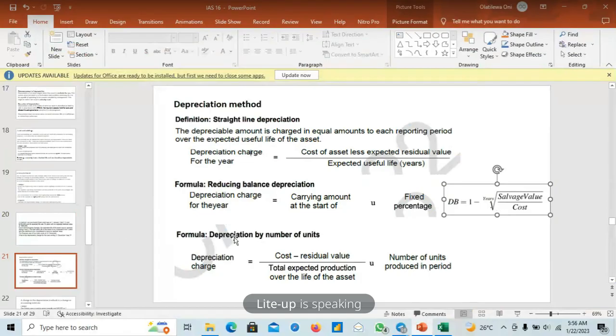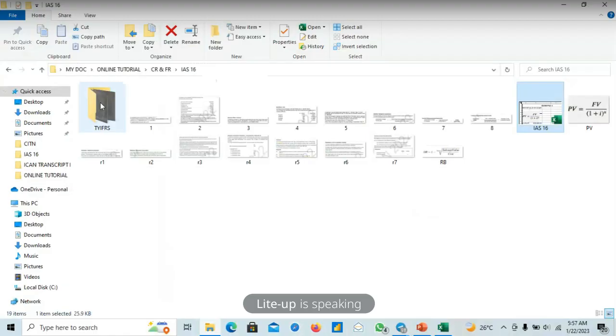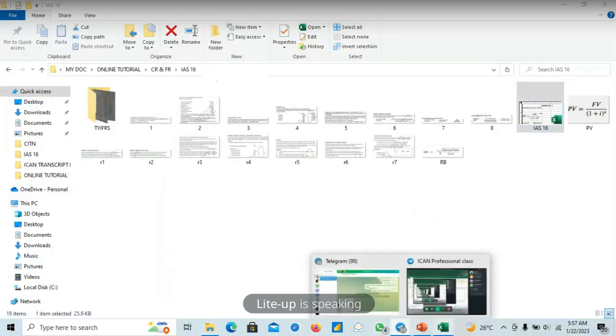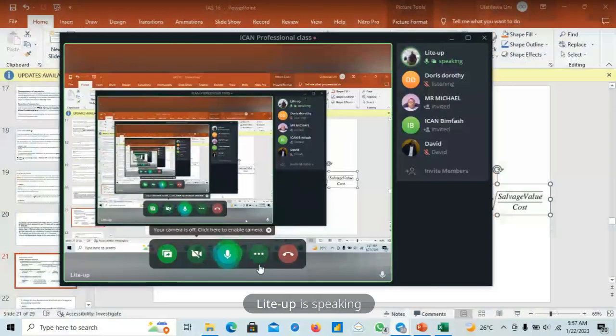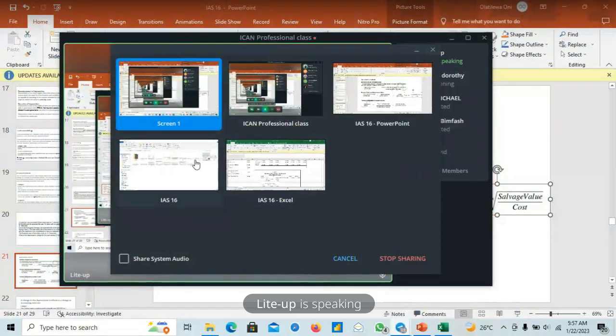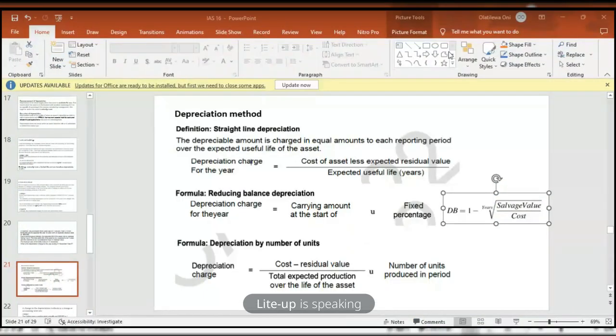So let me see if we can get an example to do that. Just 1 minute. We should be able to treat that in an example because the question might just ask us to calculate the depreciation rate for the asset. So just 1 minute. Let me get a question that can enable us to actually treat that.